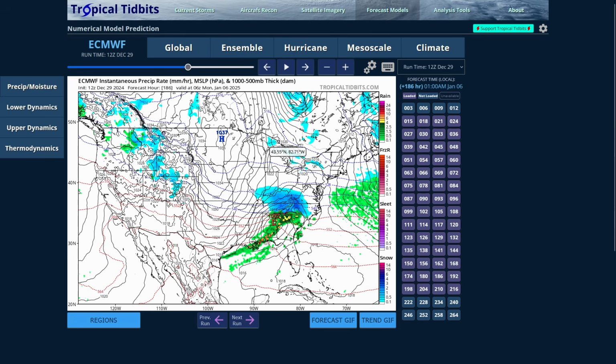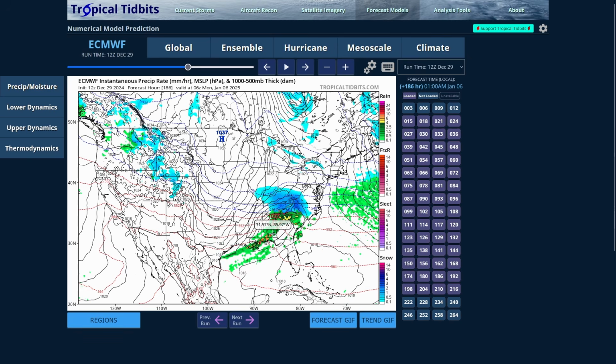The system has trended farther to the south, but again, it's far enough out to where this could and probably will change over the next couple of runs. And we've seen that with the GFS as well. The 0Z GFS has trended farther to the north because the past couple of runs on the GFS weather model, it has actually trended farther to the south.